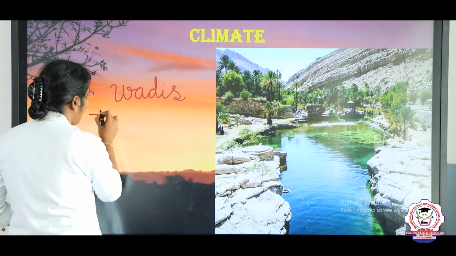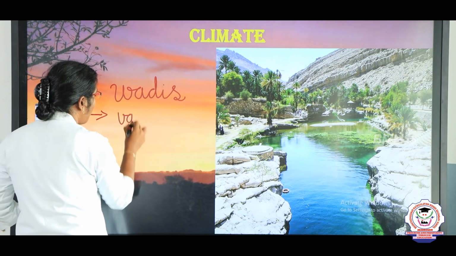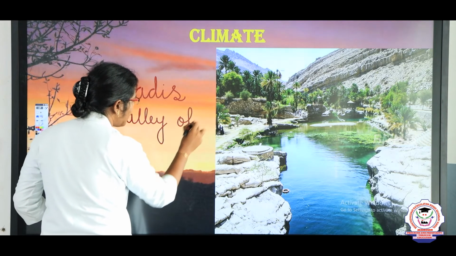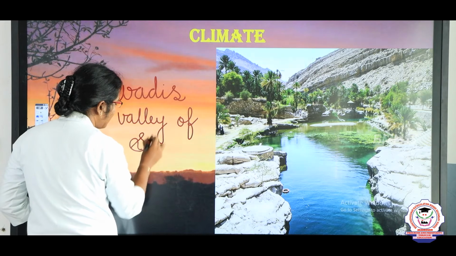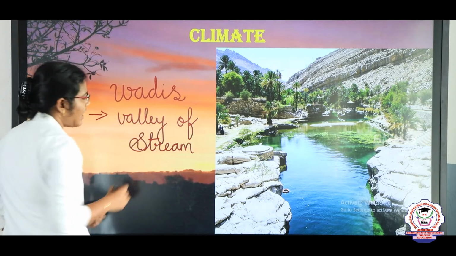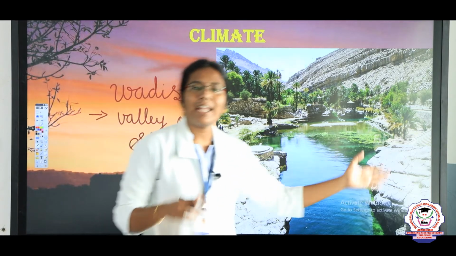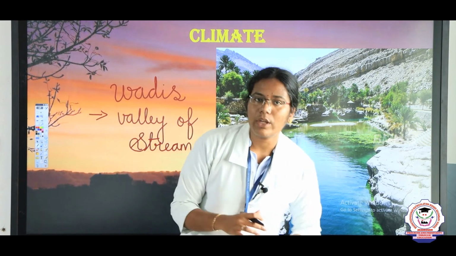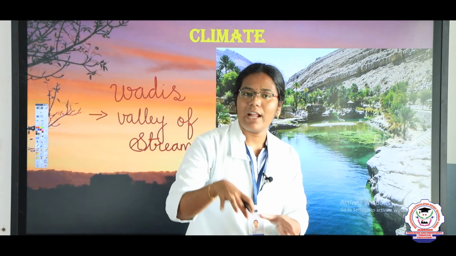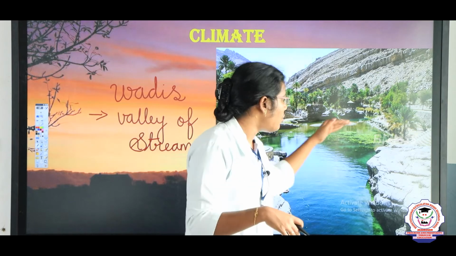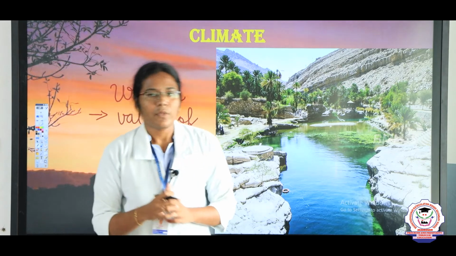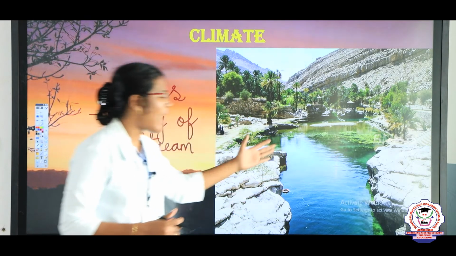What is meant by valleys? A valley of stream is said to be a valley. During the rainy season, the valleys get filled up with water, which means we can say a low area of land. நம்ம பள்ளத்தாக்குன்னு சொல்றோம் அதுதான். During heavy rainfall, these valleys are filled up with water. So this picture refers to the valleys.